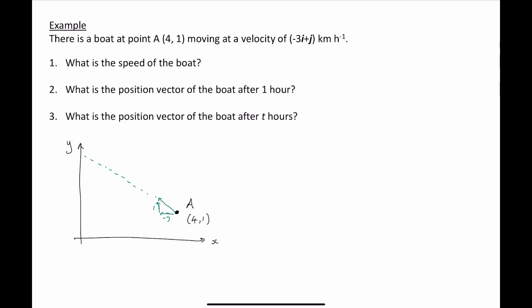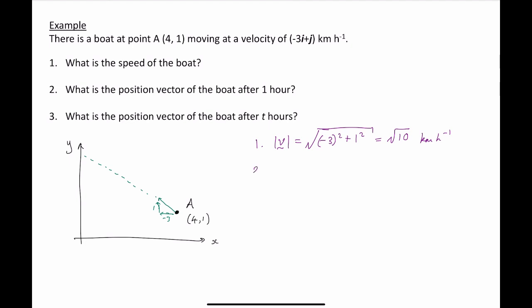So question 1, what is the speed of the boat? Well, my speed is just the magnitude of my velocity, and my velocity is -3,1. So I can simply write that as the square root of -3 squared plus 1 squared. And that's just going to give me the square root of 10. So that's my speed. I should write kilometers per hour.